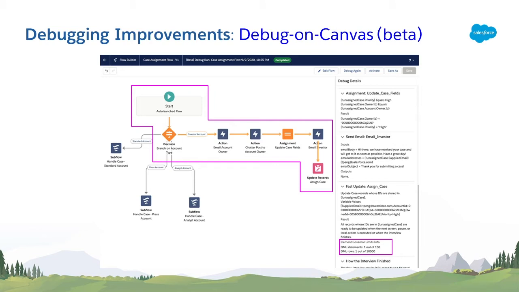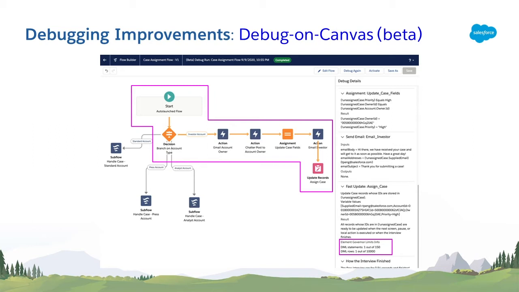Firstly, rather than just saying done, we'll highlight the path that the debug run took in orange. Now I've put a pink bounding box around that path here in the slide to make it super obvious, but I hope it'll be noticeable without that bounding box when you try the feature out yourself.